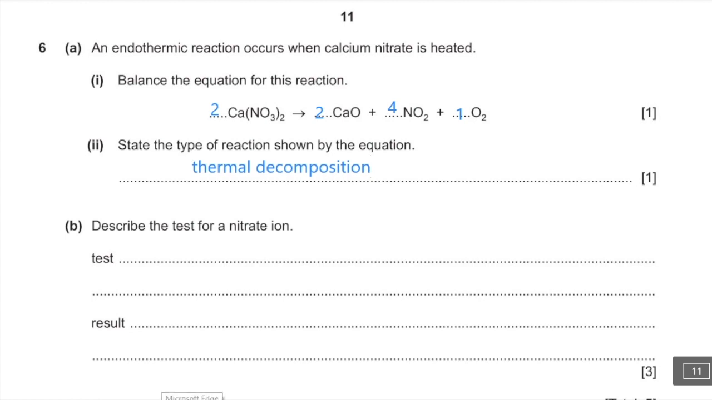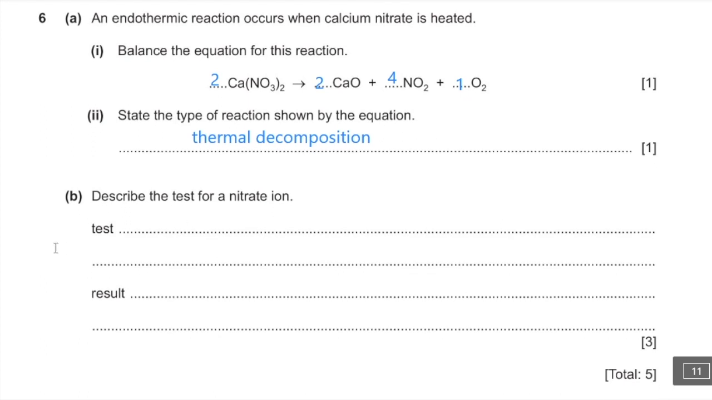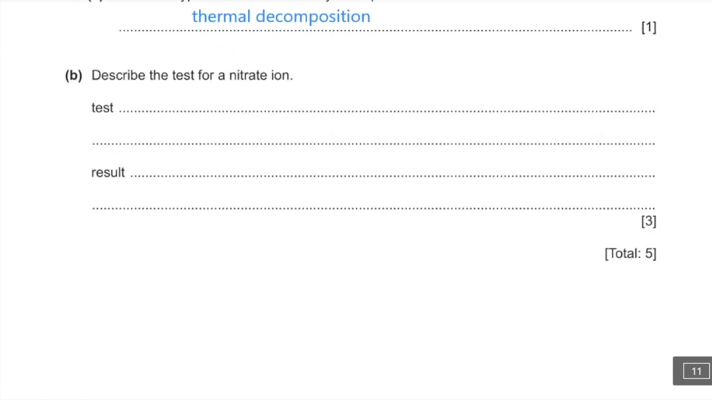B. Describe the test for a nitrate ion. So you can test nitrate ion by adding aqueous sodium hydroxide in the solution which has nitrate ion, and then followed by addition of aluminum foil.